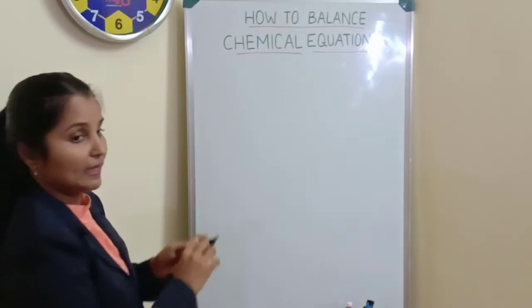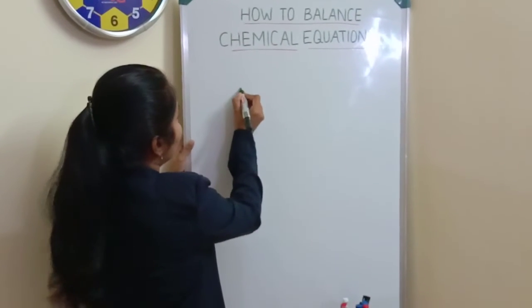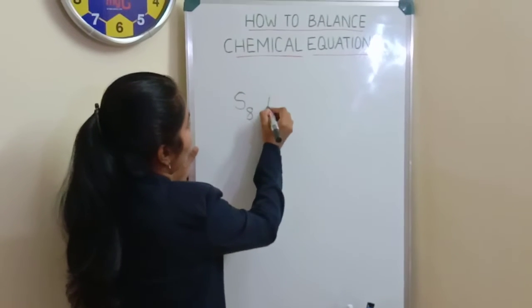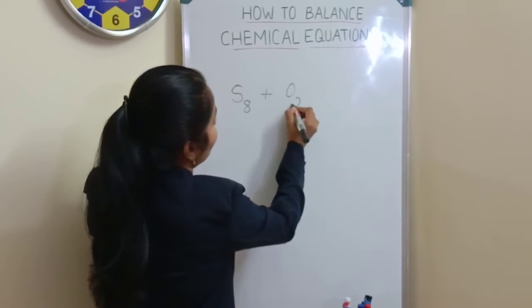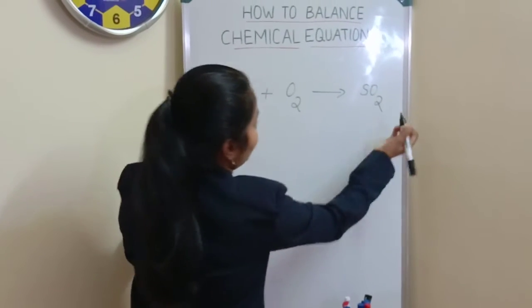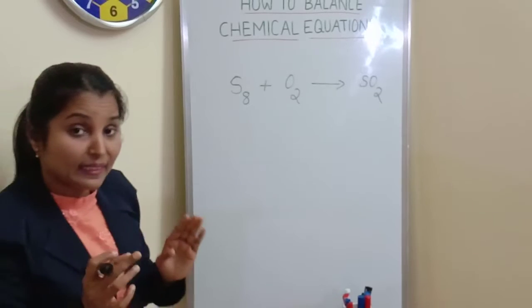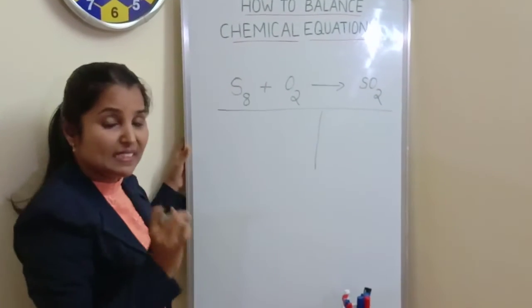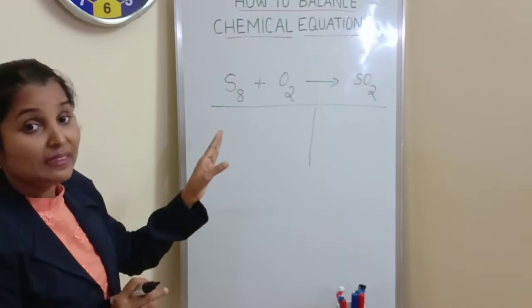Now we'll write another equation. S8 sulfur plus O2 gives SO2. So the first step in balancing the chemical equation is to count the total number of each type of atoms that are present in the chemical equation.